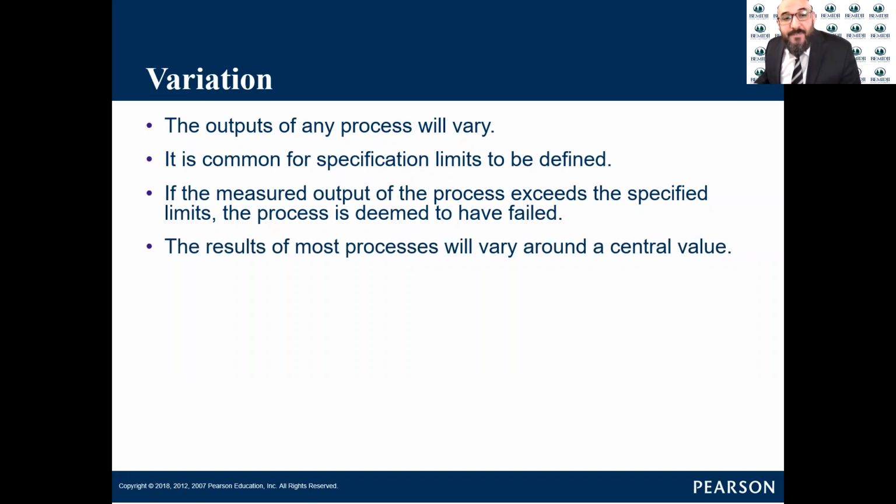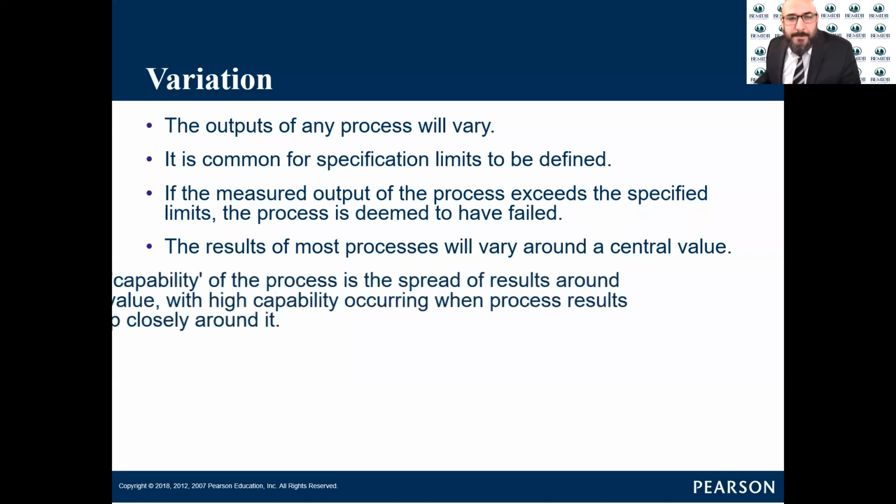The results of most processes will vary around the center value. So this is where we need it to be. It's okay to have a variation, and this is the natural variation. This is the common cause variation, and we are expecting to see values around the center line.